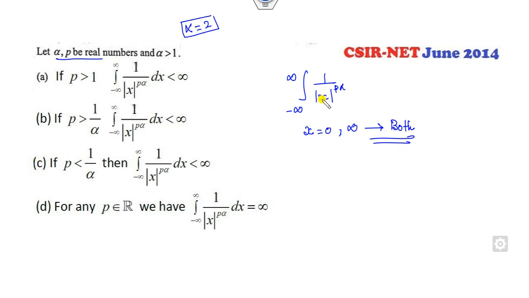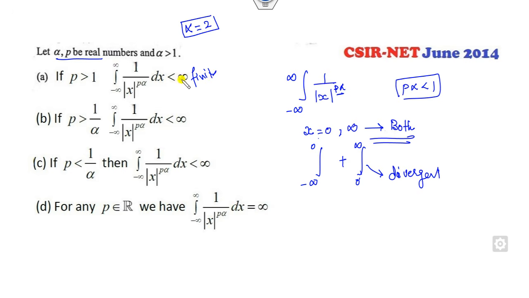In this case, it depends upon the value of p alpha, because if p alpha is less than 1, then this part becomes infinite or 0. So I can break this portion here. Now because both are singular points, this is divergent. Remember, if both the lower and upper limits are singular points, then it is divergent. So the option saying it is finite, less than infinity, is wrong. This is the correct option.